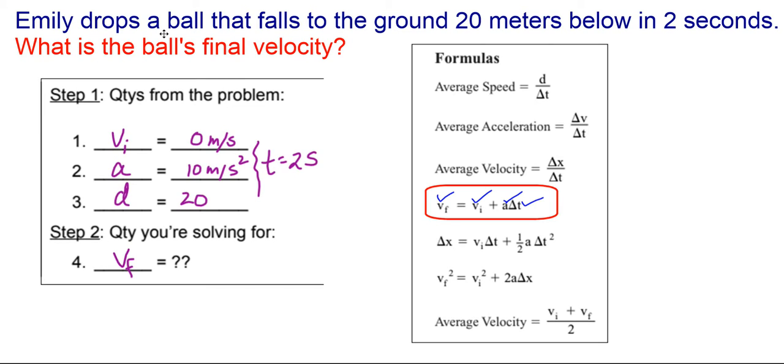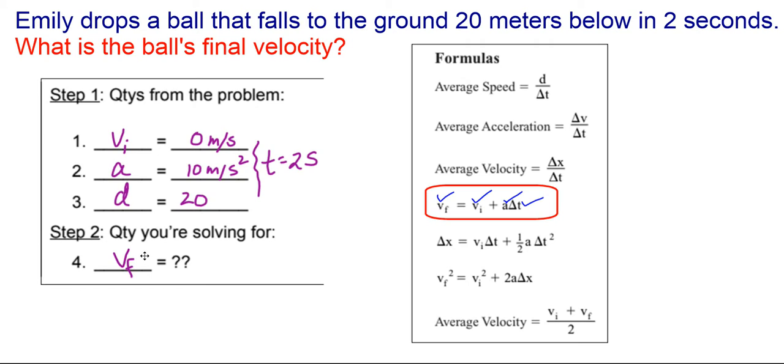Emily drops a ball. Right away we know that the initial velocity is 0 meters per second. That falls to the ground. It's falling, so we also know the acceleration is 10 meters per second squared. To the ground 20 meters below, that's our d, and then 2 seconds is simple enough. I put that over here because I ran out of space for the variables. And what is the ball's final velocity?